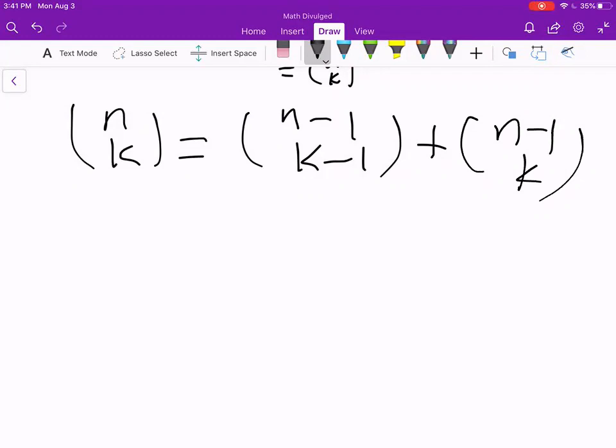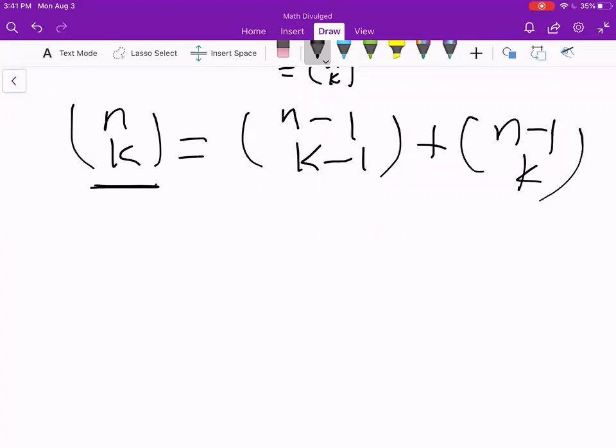So basically, for this identity, we're gonna try and choose k people for a committee out of n total people. And that's what the left-hand side represents: we want to choose k from n. So we're going to choose these k people for a committee. In dealing with the right side, we're going to assign one special person. It doesn't matter who it is, but we're going to do casework on whether or not this person is in the committee or not.